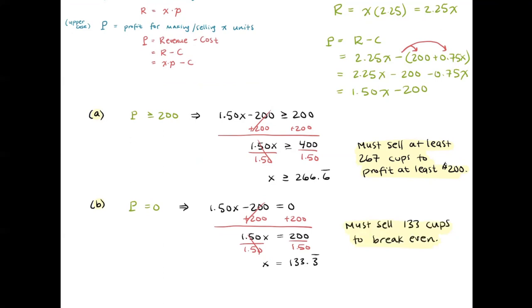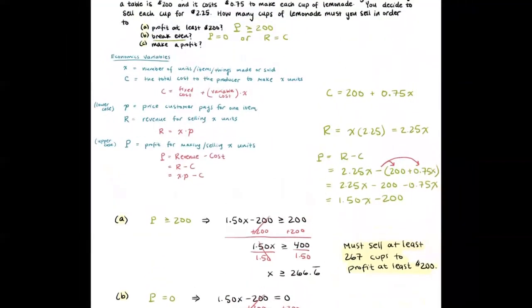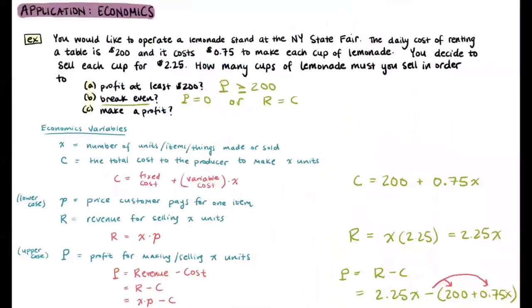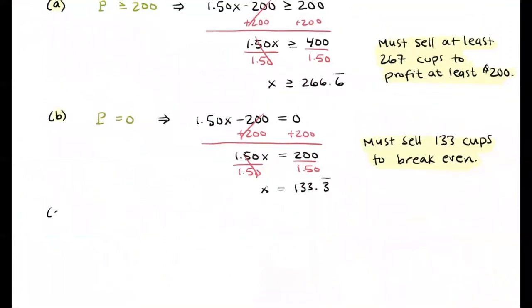All right, our last case here is how many cups must we sell to make a profit? Like make a profit at all. So we want to do a little bit better than breaking even. We want to not have a zero profit, but we want to have a positive profit. Okay, so making a profit means that P is greater than 0. Your profit is greater than 0. Okay, so let's go about solving that. I think it won't be that bad.